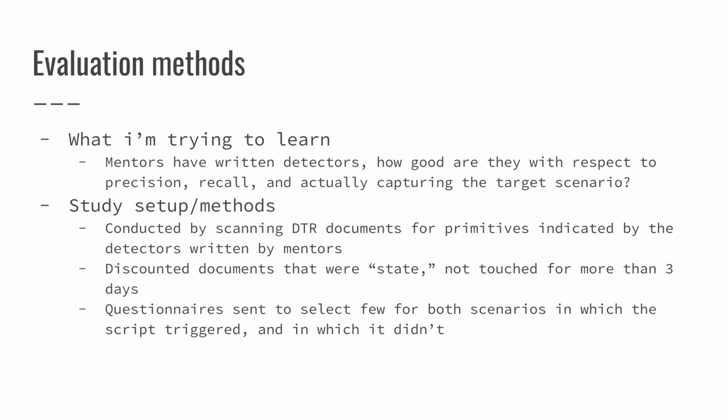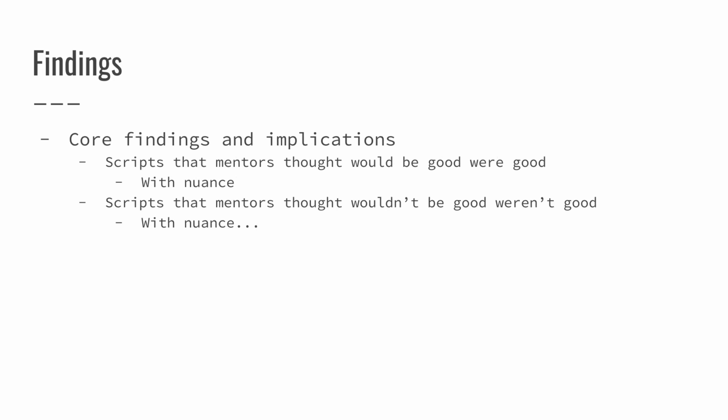And questionnaires were sent to a select few students, both for situations in which the orchestration script triggered, meaning that the target scenario was thought to have been occurring, and in which it didn't trigger, in which we thought the target scenario wasn't occurring. From this, we have our core findings, which were that, with nuance, scripts that mentors thought would be good were good, and scripts that mentors thought wouldn't be good weren't good, with nuance.